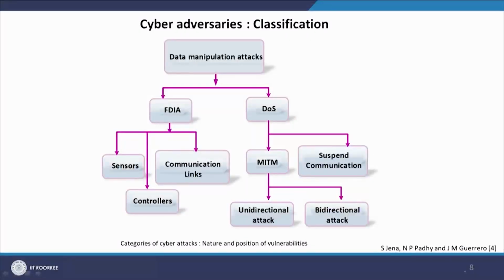Now, cyber adversaries have different classifications, and probably one strategy could be FDIA and the other one is DOS. In the case of FDIA, sensors, communication links and controllers could be the media for data manipulation attacks. And in the case of DOS, you talk about suspending communications, which could be unidirectional attacks or bidirectional attacks.